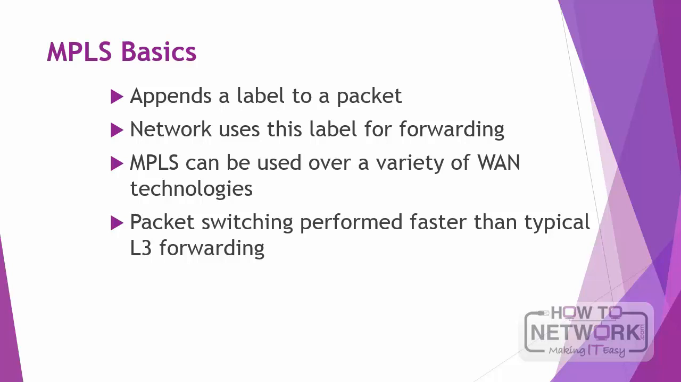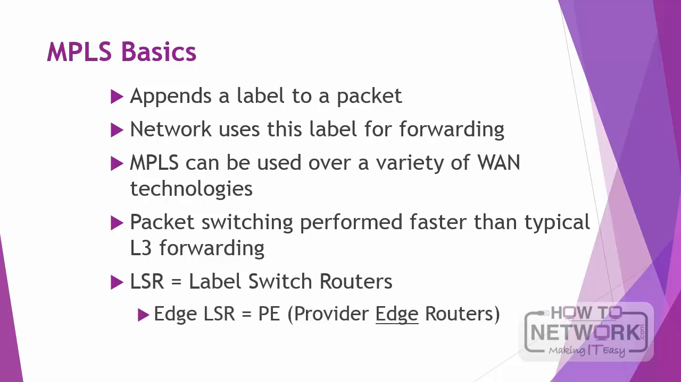MPLS capable routers are also called LSRs, or label switch routers, and they come in the following two flavors: Edge LSR, which is the PE router, or LSR, the P router. PE routers are provider edge devices that ensure label distribution. They forward packets based on labels and are responsible for label insertion and removal. P routers are provider routers, and they are responsible for label forwarding and efficient packet forwarding based on labels.